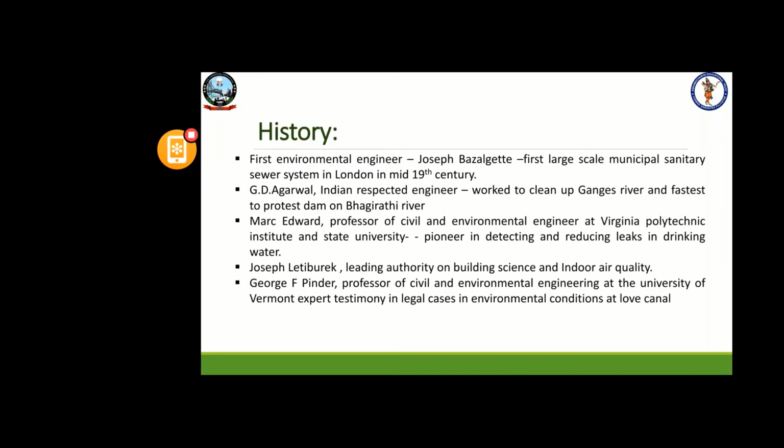Let us see the history behind environmental engineering, because most people are not aware of it. The first environmental engineer is Joseph Bazalgette, the person who designed the municipal sanitary sewer system in London in the mid 19th century.